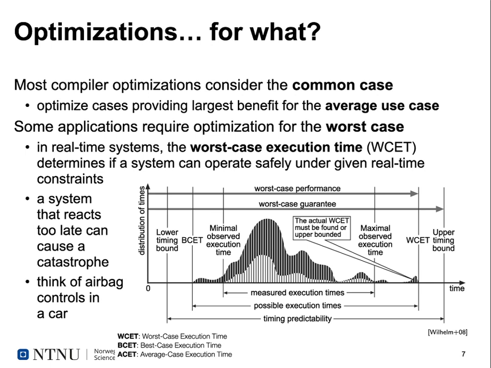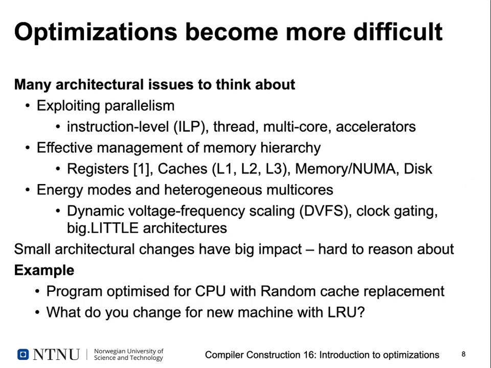So optimizations can have different approaches. Very often, of course, for PC style desktop applications, we use this average case. But for especially embedded real-time applications, we need to consider this worst case scenario here. Now, optimizations have become more and more difficult over the last decades. And this is because the hardware underlying our computers has also become more difficult and more complex. So a compiler optimizer programming has many architectural issues to think about.